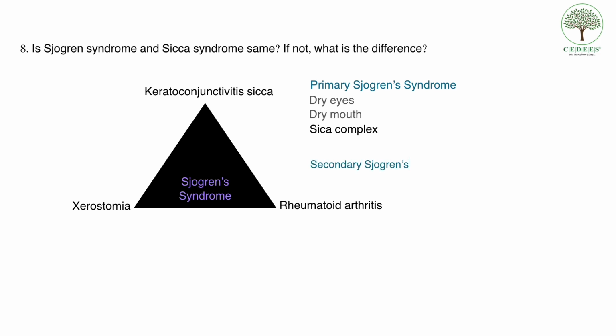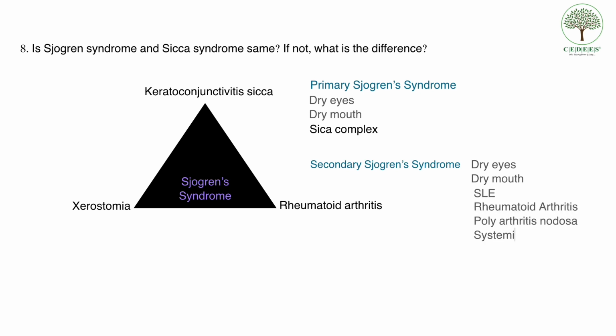And if in addition to dry eyes and dry mouth, you have rheumatoid arthritis, SLE, polyarteritis nodosa, polymyositis, and scleroderma, then it is known as secondary Sjogren syndrome. So to conclude, I will say that your primary Sjogren syndrome is same as sicca syndrome.